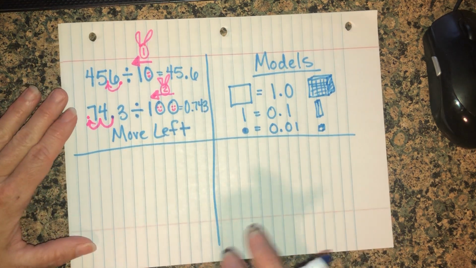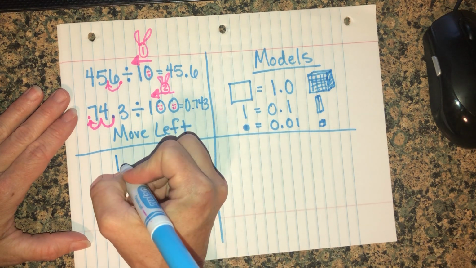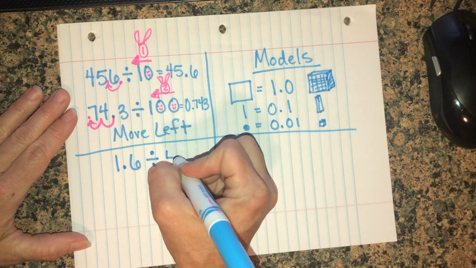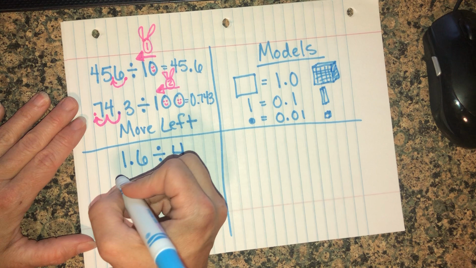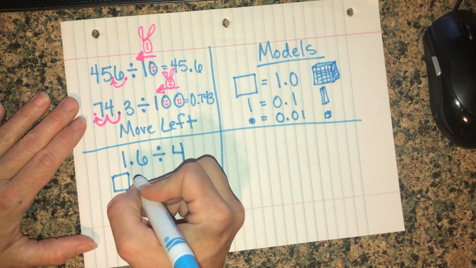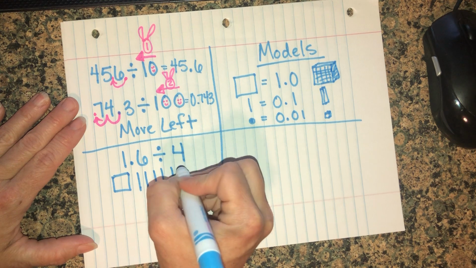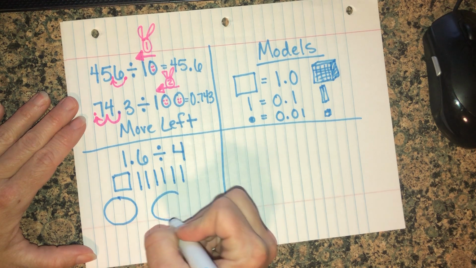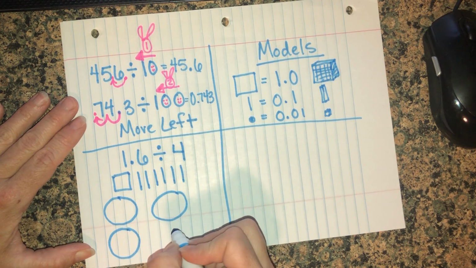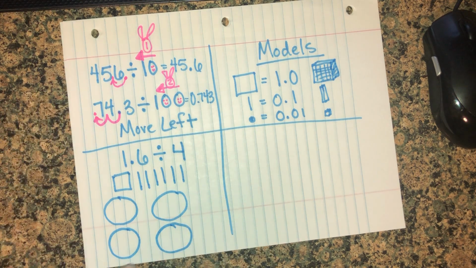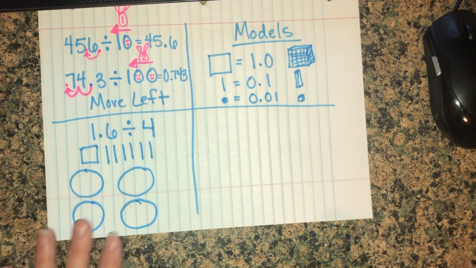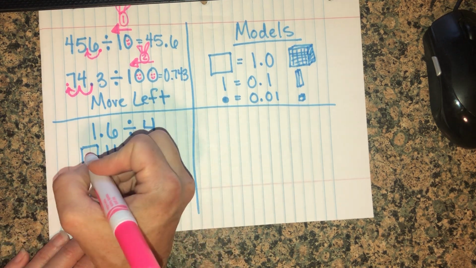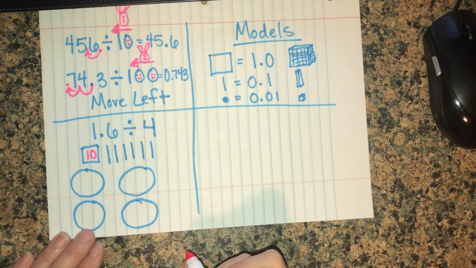So if I want to model 1 6/10 divided by 4, you think about what 1 6/10 looks like. 1, 2, 3, 4, 5, 6. If I want to split that up between 4 groups, it's not going to work because I've got one square and I can't split that up as a square. I need to break this up into 10 sticks.